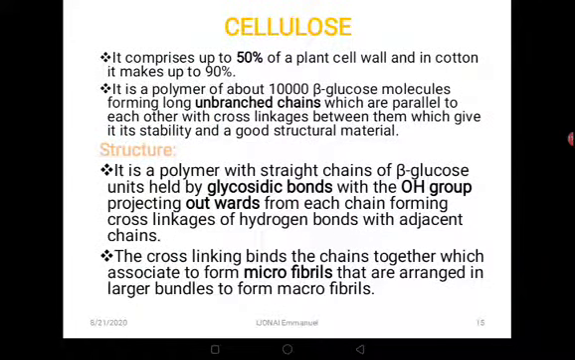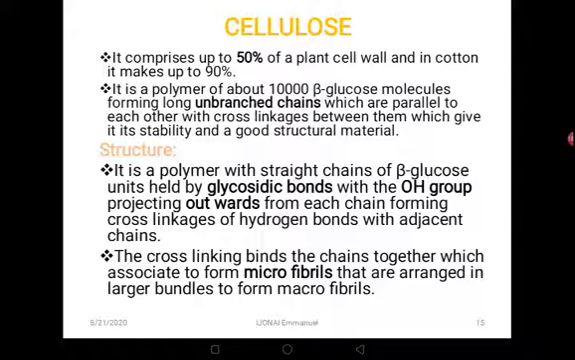So let's proceed to another one called cellulose, and this is another very popular polysaccharide, and we know that it comprises about 50% of the plant cell walls. And in some plants like cotton, it forms about 90% of the plant's cell walls. So it's a very prominent structure or component of cell walls of plants.